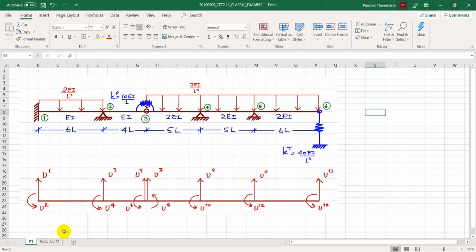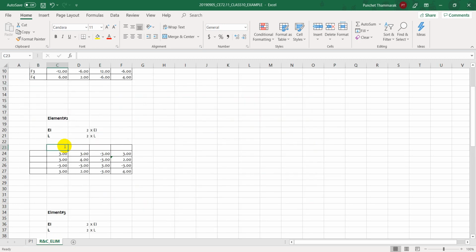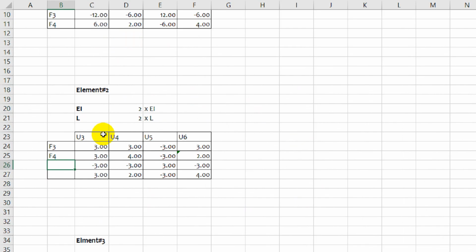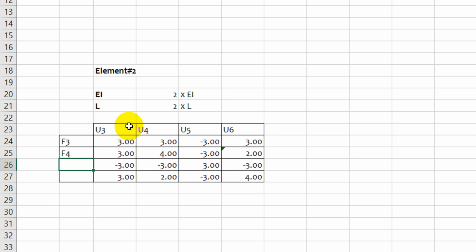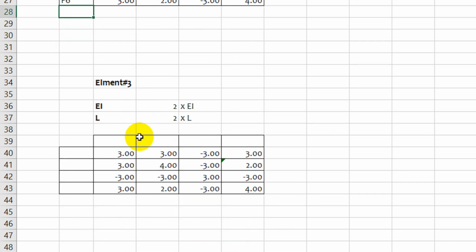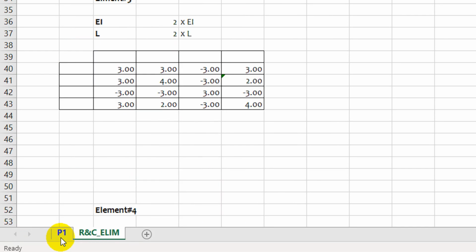Element 2 has degrees of freedom 3, 4, 5, 6. So this is quite linear, quite simple. U6, F5, F6. I think I can zoom in. What you see on that screen is actually the whole picture, but when you look at this in the video recording, you'll see the zoom in the green area. Quite an interesting feature.